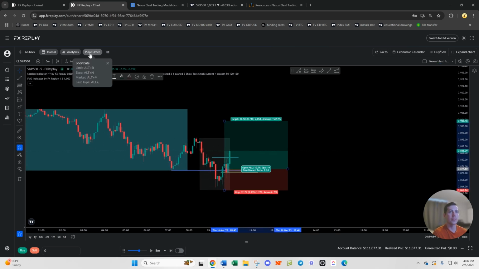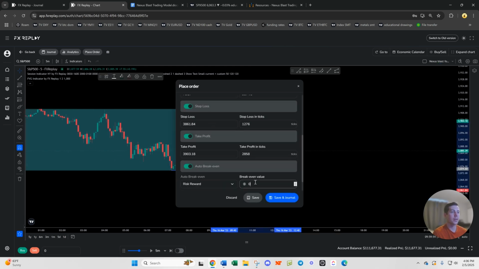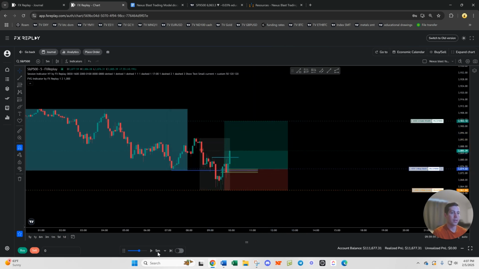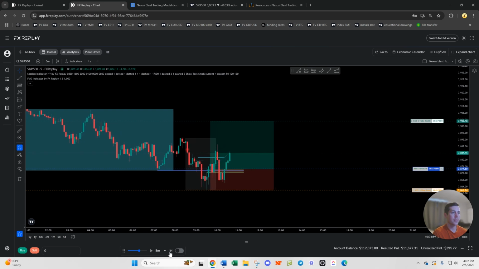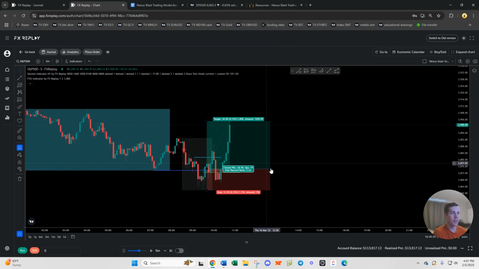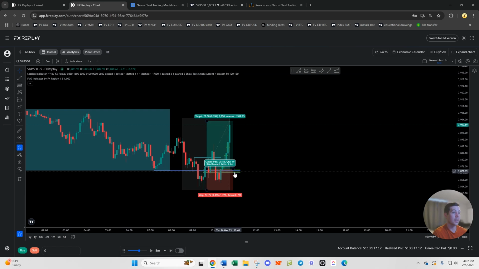So I'll see how this one plays out. Place order, auto break even after 1R, and then see how this one plays out. So we got tagged in, came up, now our stop's at break even, and it ran to our take profit. So really nice, and it did work out.